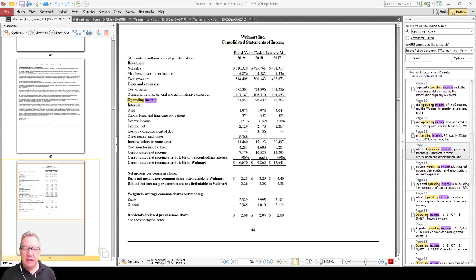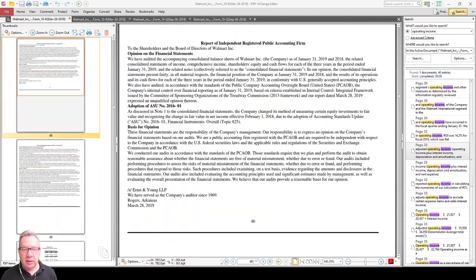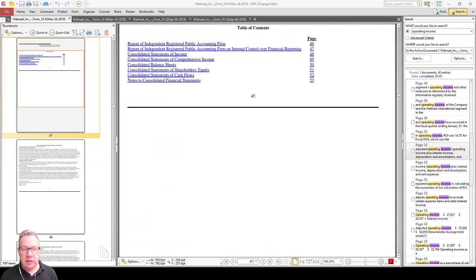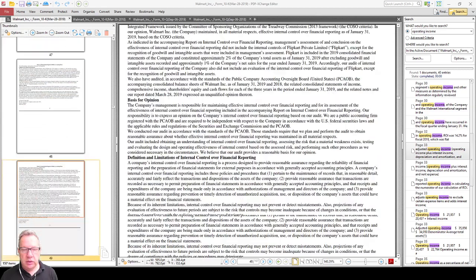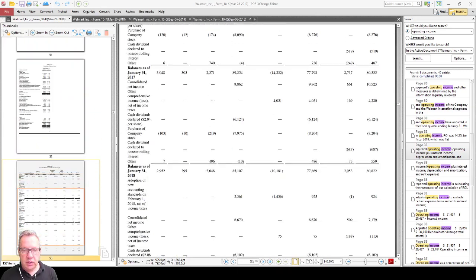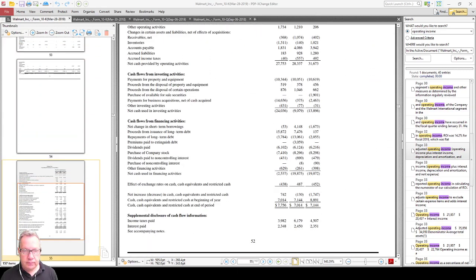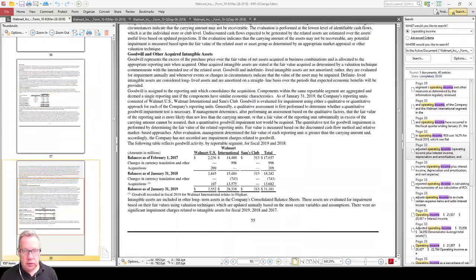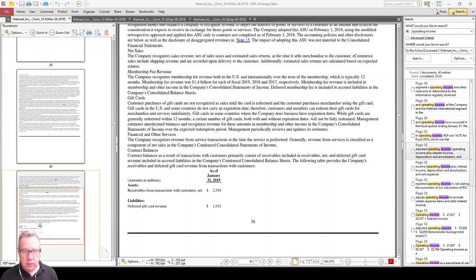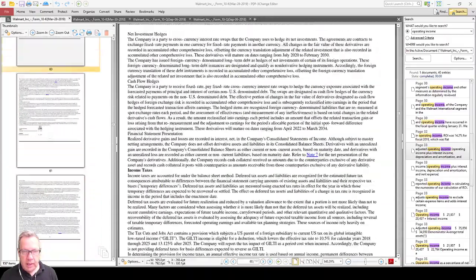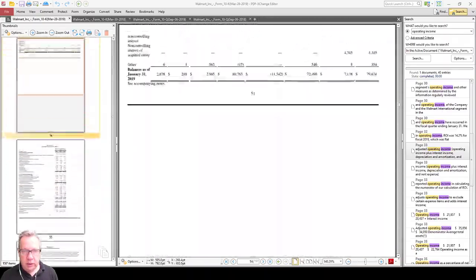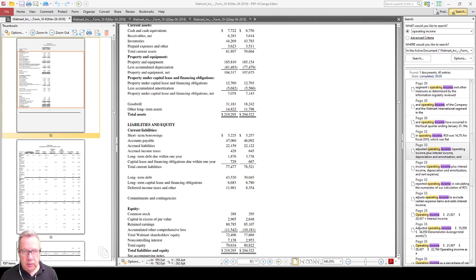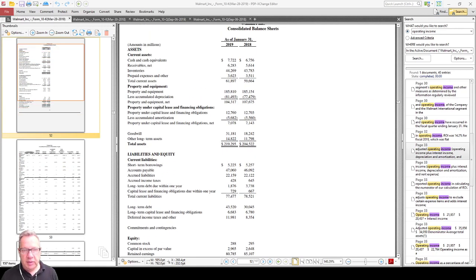When you look at a balance sheet, you say it differently. I don't know if you realize this, but it is important. Where is the balance sheet gone? It should be right here. Cash flows. I so much prefer the PDF reader in Mac. But anyway, here we go. Here is the balance sheet.